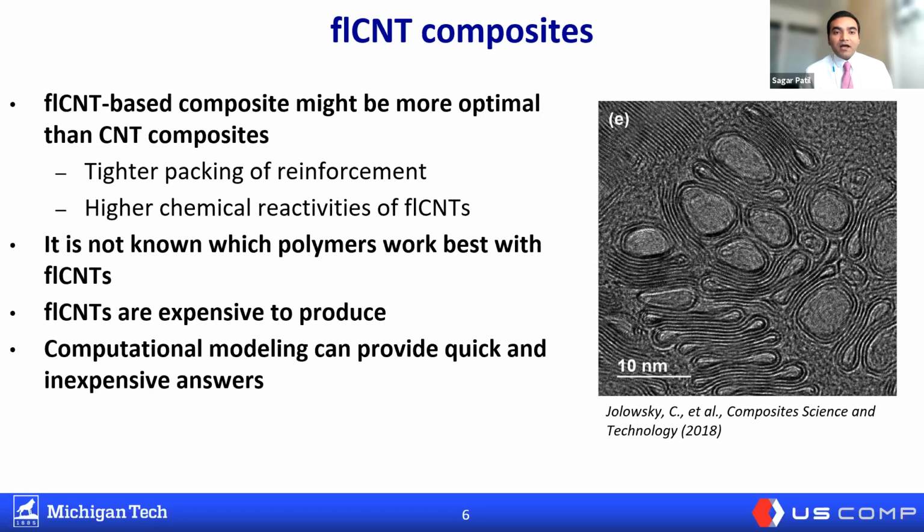Also, they can offer higher chemical reactivities. But what polymer to choose to make this polymer composite is yet to be explored. Maybe there is a unique combination of polymer and flattened CNTs that can offer high load transfer, but also optimal mechanical properties. This may also reduce the production cost, and we can manufacture composites in panel-size sheet samples. All of these questions are yet to be answered, and therefore computational modeling can provide quick and inexpensive answers to all of these questions and much more. Next.